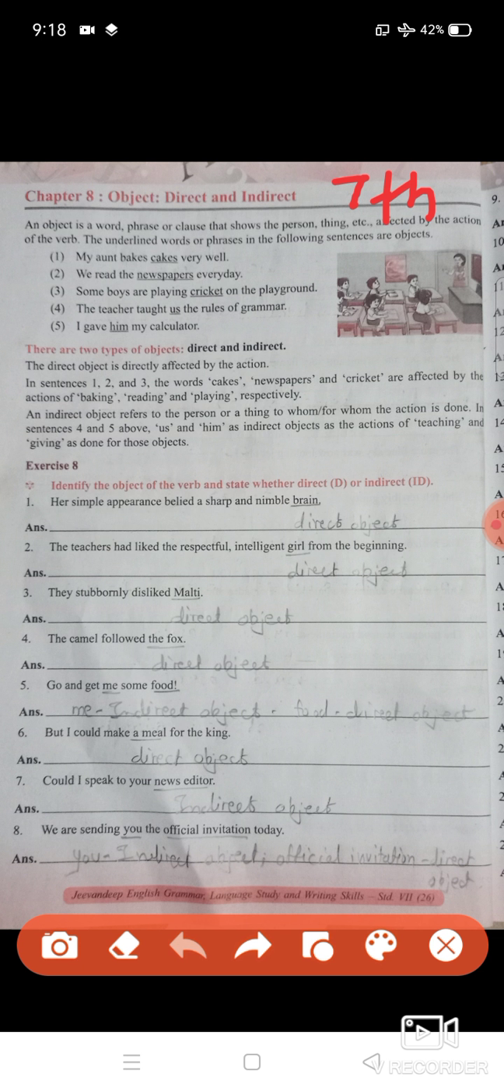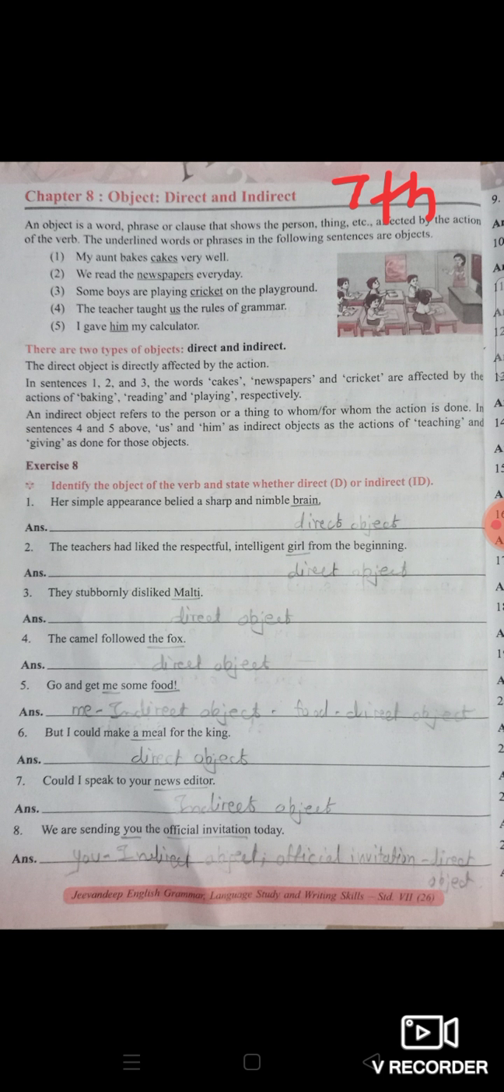Could I speak to your news editor? News editor is the indirect object, students. To your news editor, to whom, you can say news editor, okay students. We are sending you an official invitation. You is the indirect object. Official invitation is the direct object. These objects are directly affected by the action, students. So this is the direct object.